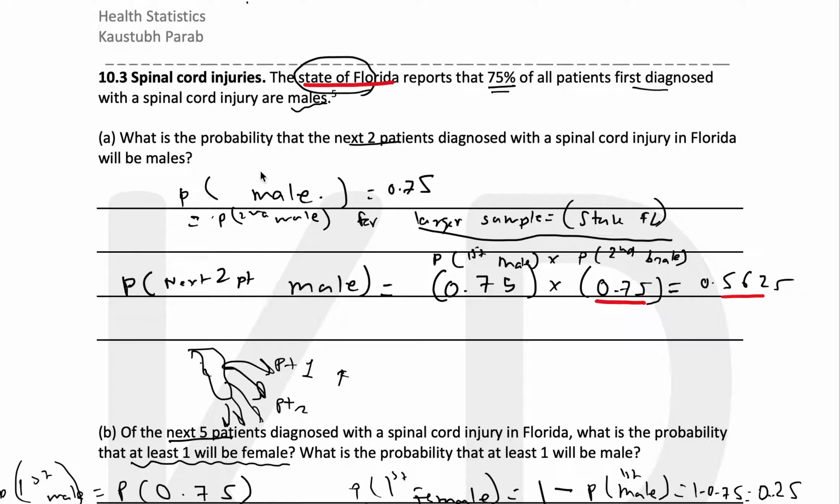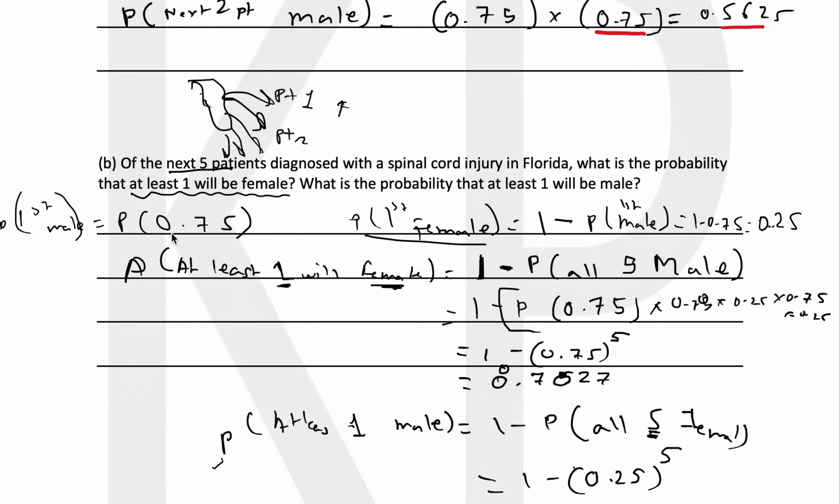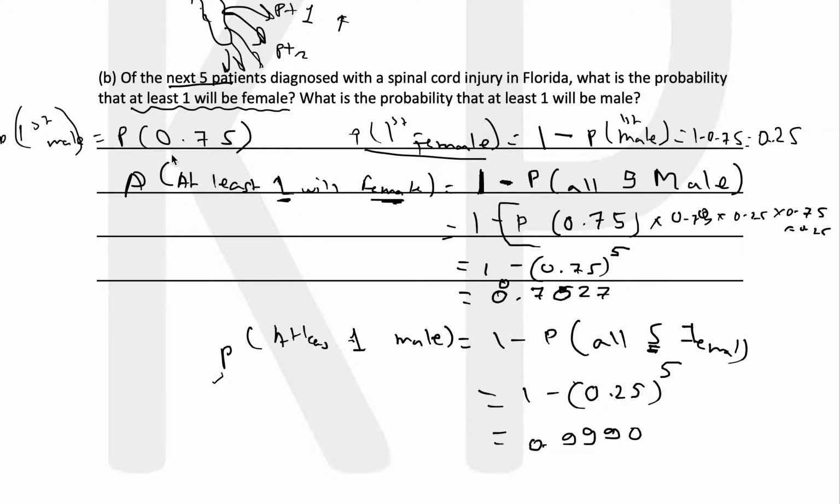The B part of 10.3 asks: of the next five patients diagnosed with spinal cord injury in Florida, what is the probability that at least one will be female? What is the probability that at least one will be male? So these are the two sub questions within this. So we have to understand, and actually we have to consider.